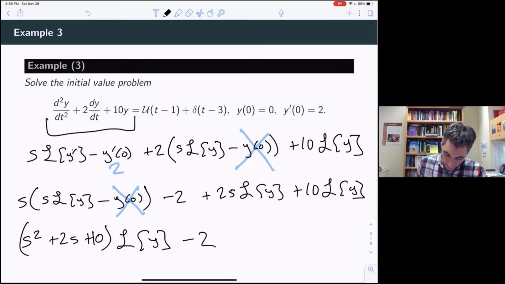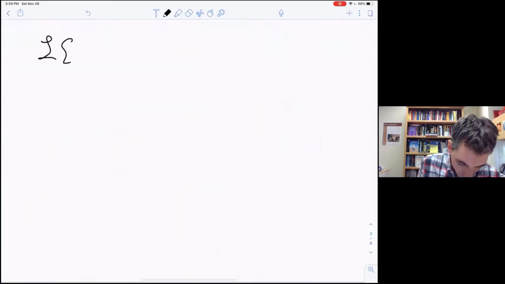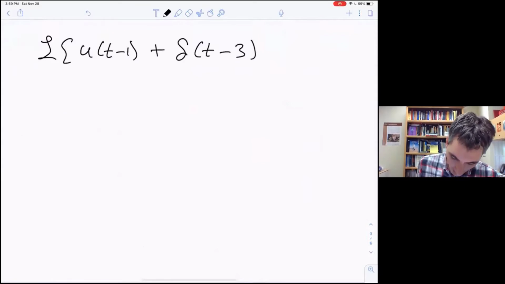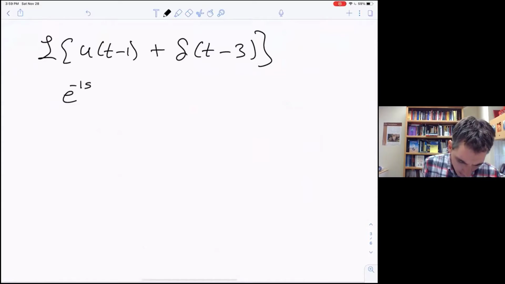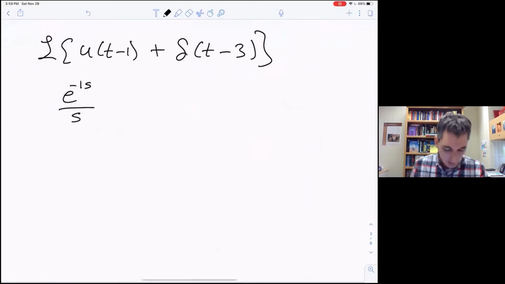Yeah, so the right-hand side is going to be what? u(t-1) + δ(t-3). So what is the Laplace transform of u(t-1) + δ(t-3)? Well, the unit step function, that's just going to be e to the minus s, so e to the minus 1s over s. That's how the unit step function works.